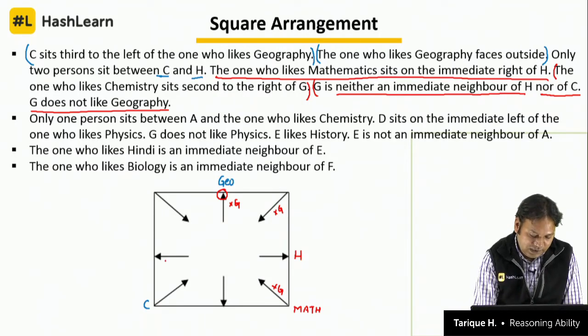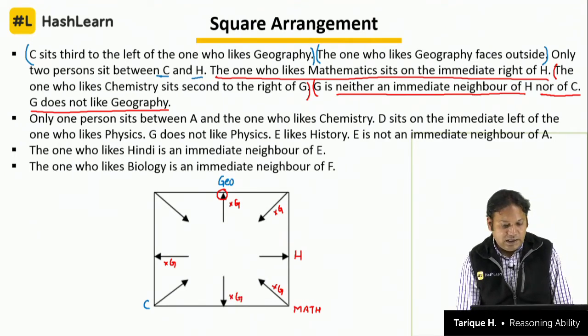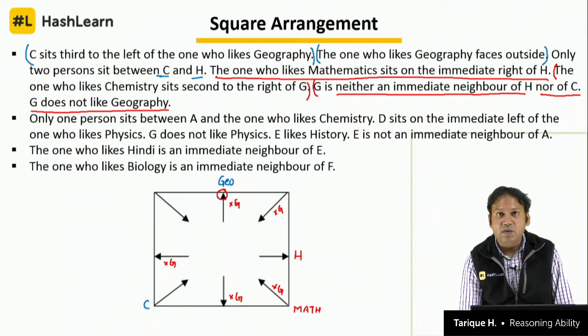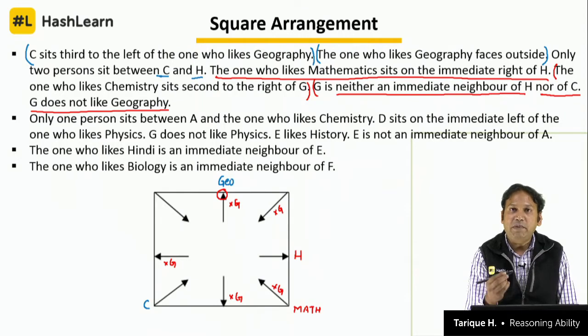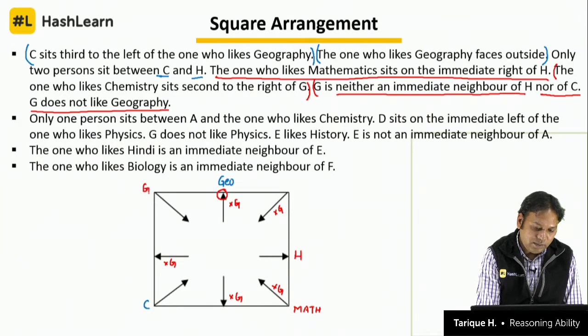So that means we can cancel out G from here and G from here. So these 2 persons are immediate neighbors of C, and G does not like geography, and everything else we have cancelled out. So that means there is only one place left for G, and that place is this one.